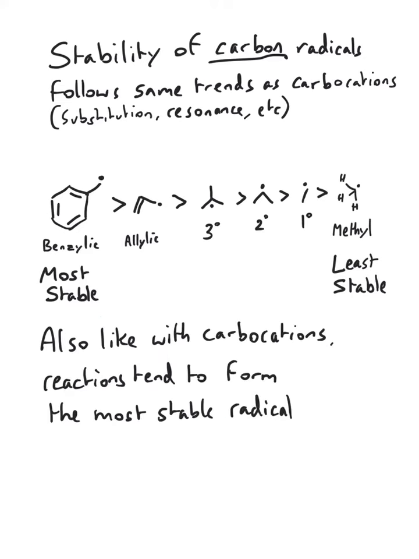But back to the point. Just like carbocations, the reactions tend to want to form the most stable radical. So if you're deciding where to make the radical, make it where you would form the most stable radical.